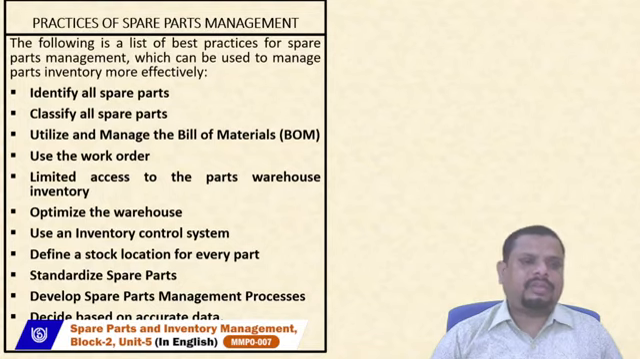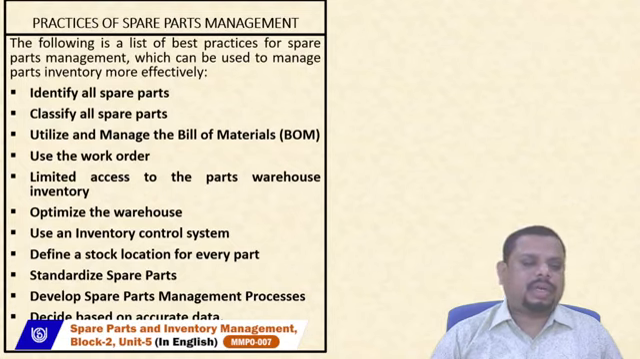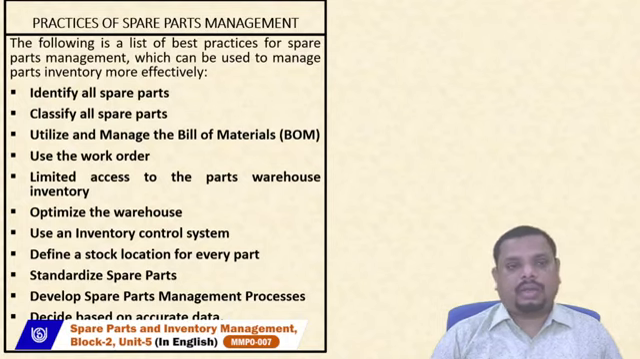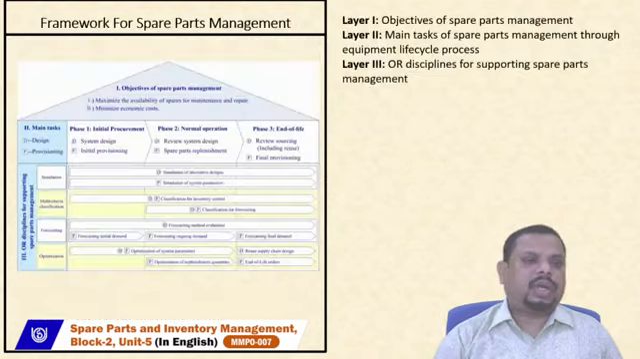Let me repeat: identify all the spare parts, classify all the spare parts, utilize and manage the bill of materials, use the work order, limit access to the parts warehouse inventories, optimize the warehouse, use inventory control systems, define stock location for every part, standardize spare parts, develop the spare parts management process, and decide based on accurate data. These are the best practices applied inside the organization for maintaining the optimum level of spare parts in maintenance management. Moving to the next one.